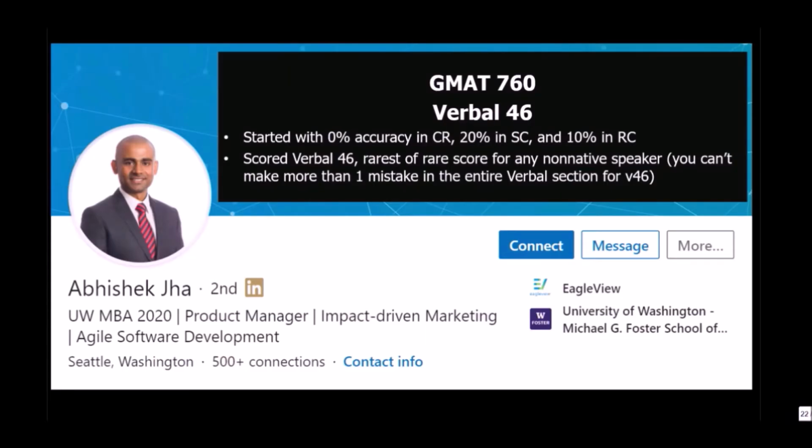Abhishek, when he started his training, his accuracy in CR was 0%, and his accuracy was 20% in SC and 10% in RC. And despite that, in a few months, he scored 46 on verbal. 46 on verbal is one of the rarest of rare scores, at least for an Indian student, because throughout the entire section, you can't make more than one mistake if you want a score of 46 on verbal. So let's hear from Abhishek, his own experience with critical reasoning.